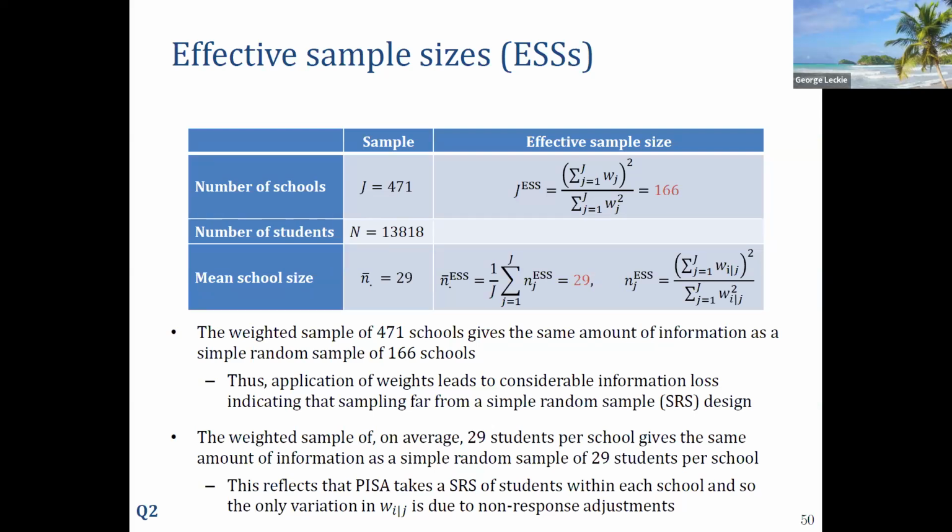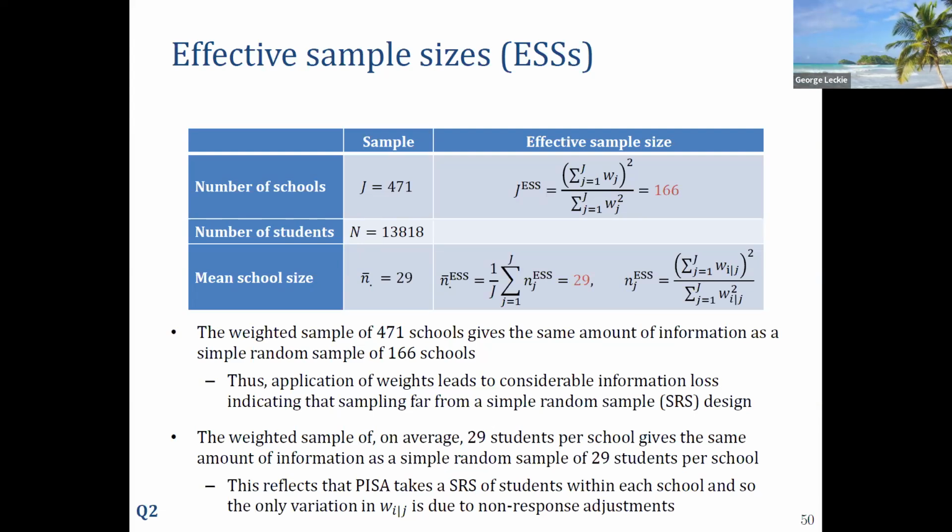Now, within schools, in PISA, on average, I have 29 kids per school. What is the effective sample size on average? 29. Why? Because within schools, it's very close to a simple random sample. The only time that it's not is because of these small non-response adjustments. So that makes sense, right?